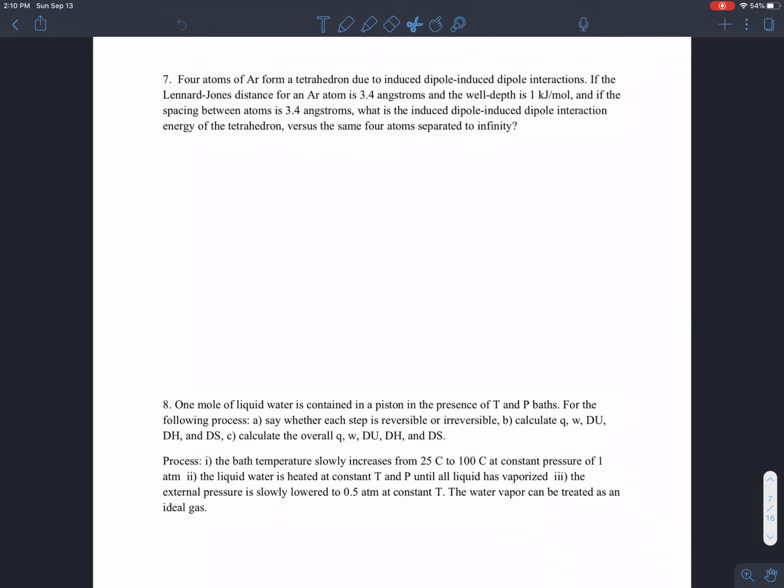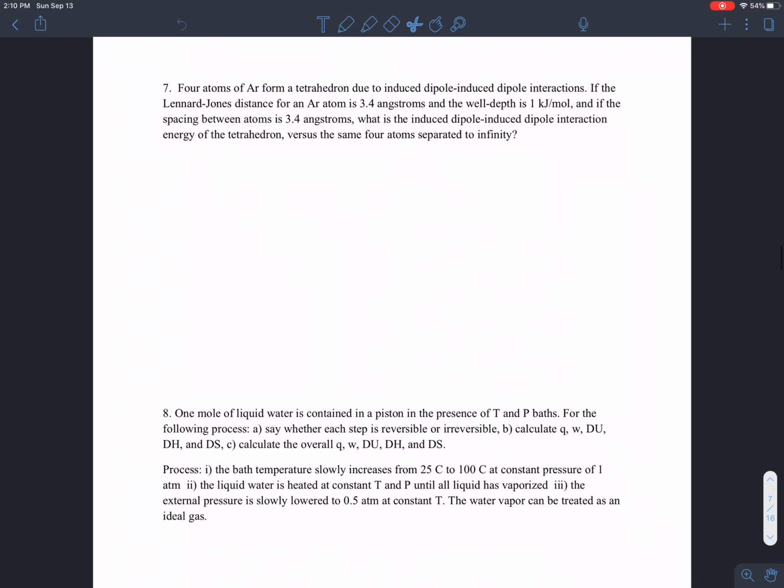Okay, the next two problems now we'll do. The next problem, again, this is not part of exam 1 from 2018, but a new problem. And it's very similar in this case to problem number 5, I think, if I remember right, from exam 1. It's a problem about the interaction between a cluster of 4 argon atoms, only this time the interaction is due to induced dipole interactions, or in other words, Lennard-Jones interactions.